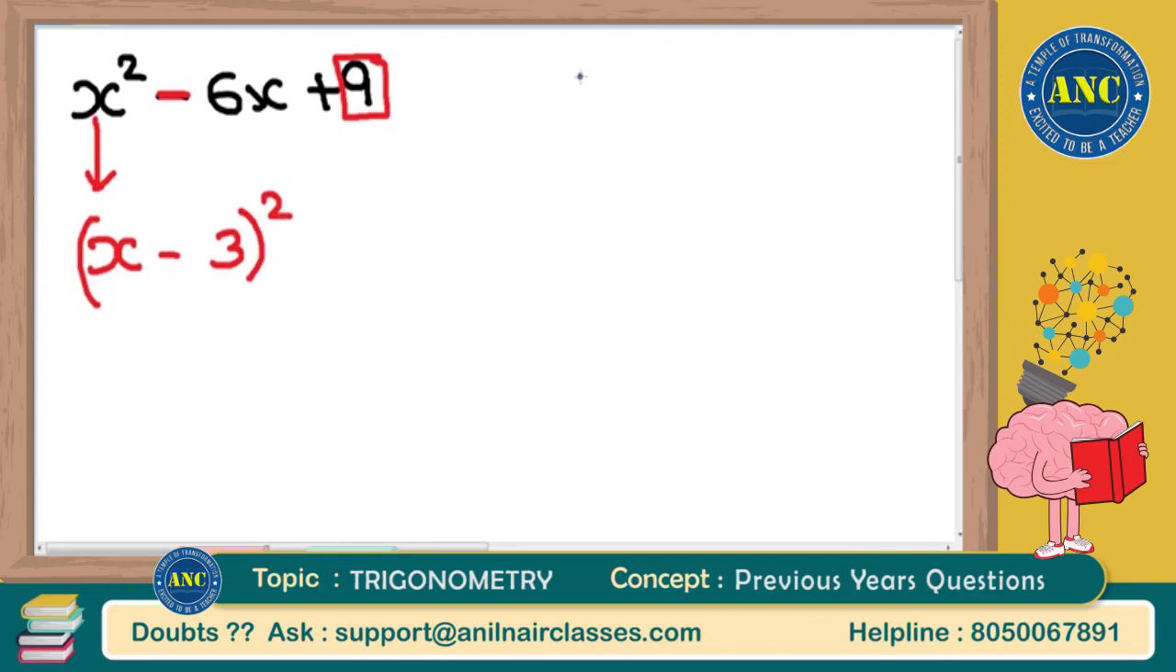Check again if it is satisfying. You need not check the entire term as of now. You will only check the middle term, 2ab. 2 into x into 3, it is 6x. That is what I have. That means no need to add or subtract anything extra.